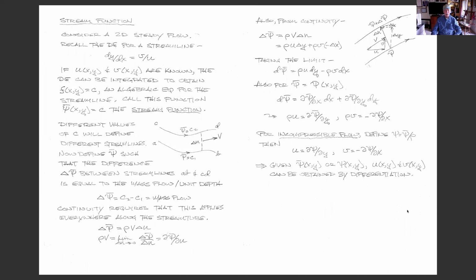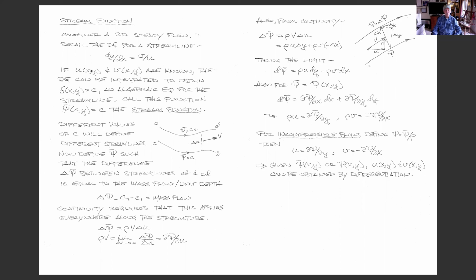All right, so let's move ahead a little bit here. We got circulation defined and vorticity defined. Stream function, this is something quite physical. Now we have to jump exclusively to 2 dimensions. The stream function has no meaning in 3 dimensions. So consider a steady 2-dimensional flow. We already developed the equation that the slope of a streamline is just the vertical velocity divided by the horizontal velocity. So we know what a streamline is.